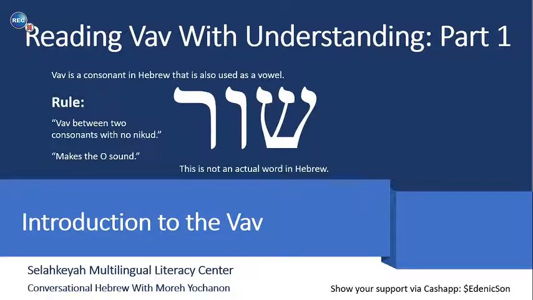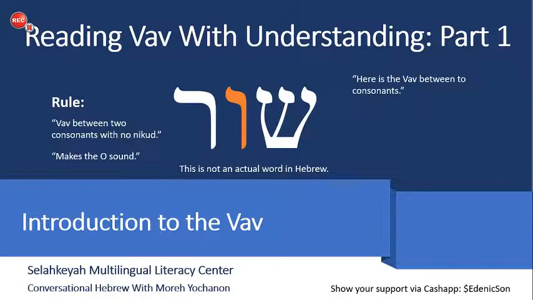Here we have an example. Now, keep in mind, this is not an actual word in Hebrew. I'm just putting letters together to make the sound. So if this is an actual word, it doesn't matter. We are using these letters to practice making the sound of the Vav. Okay? Here is the Vav between two consonants.